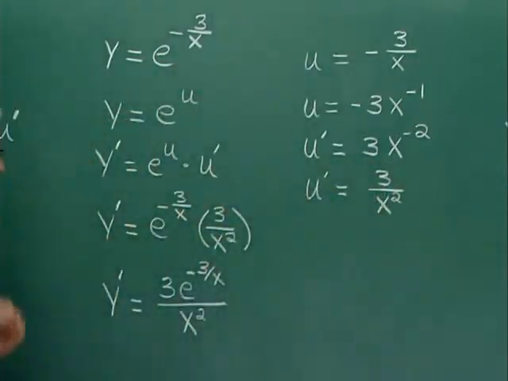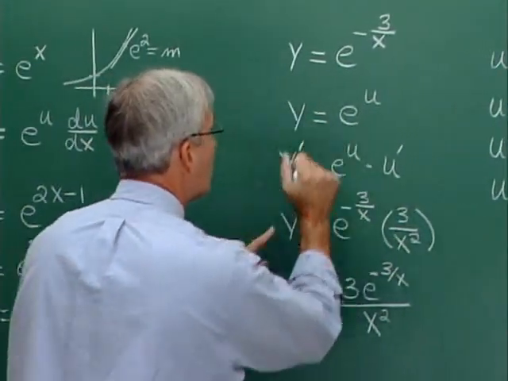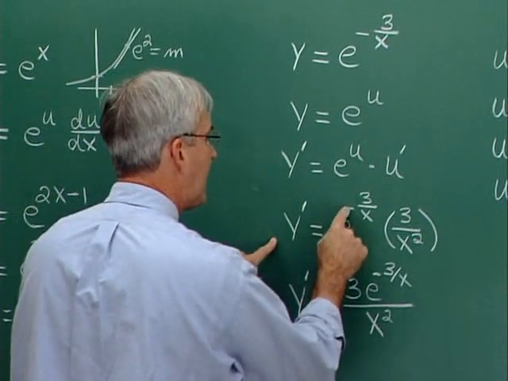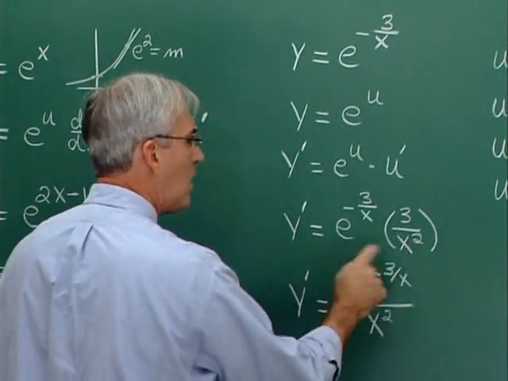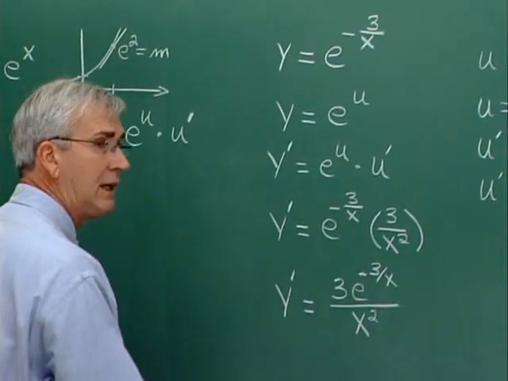Now let's pull back over here. So e to the u from right up here is e to the negative 3 over x, and the u prime part comes from over here, 3 over x squared. Now all we need to do is clean it up.